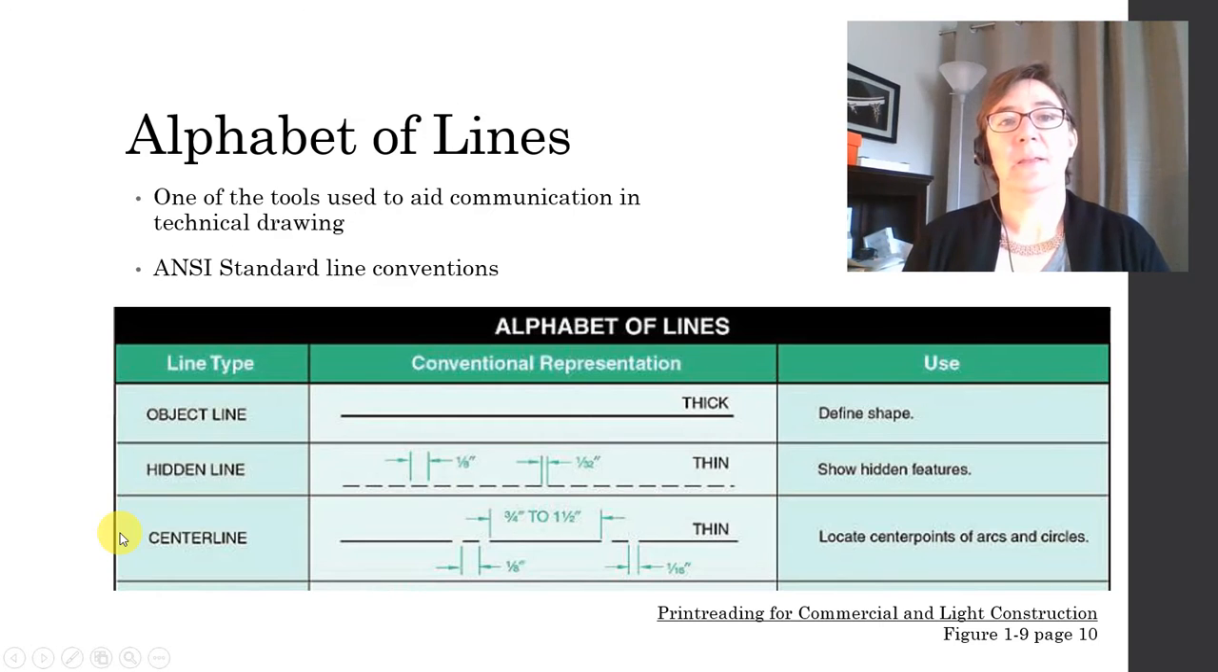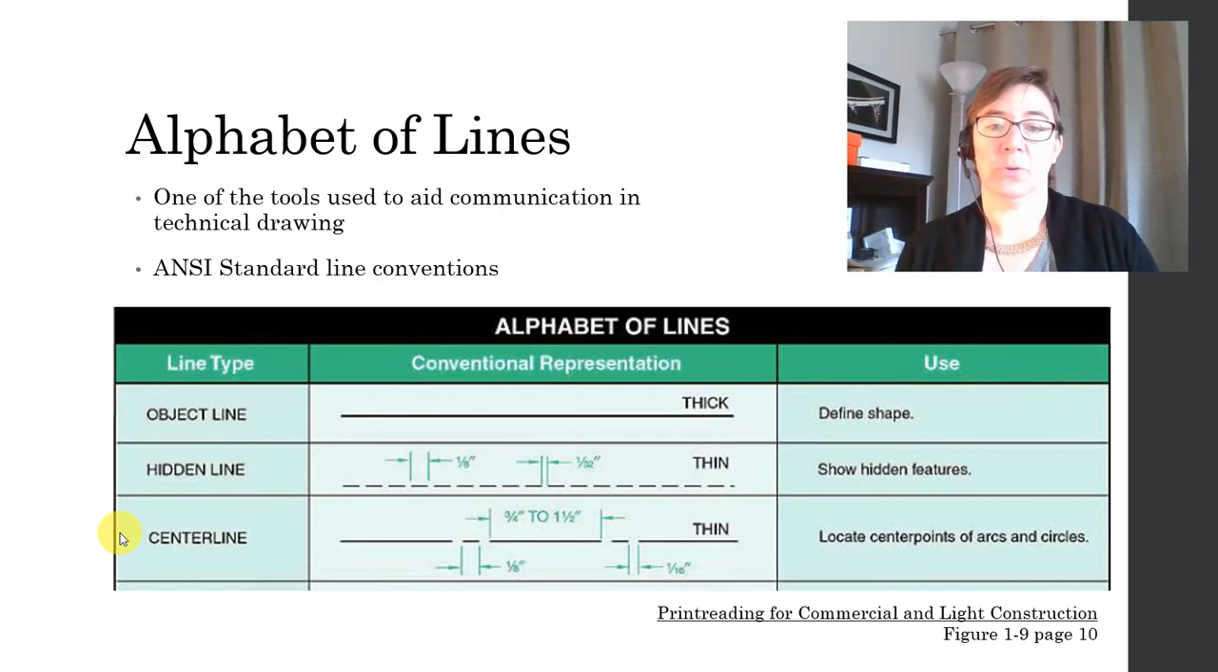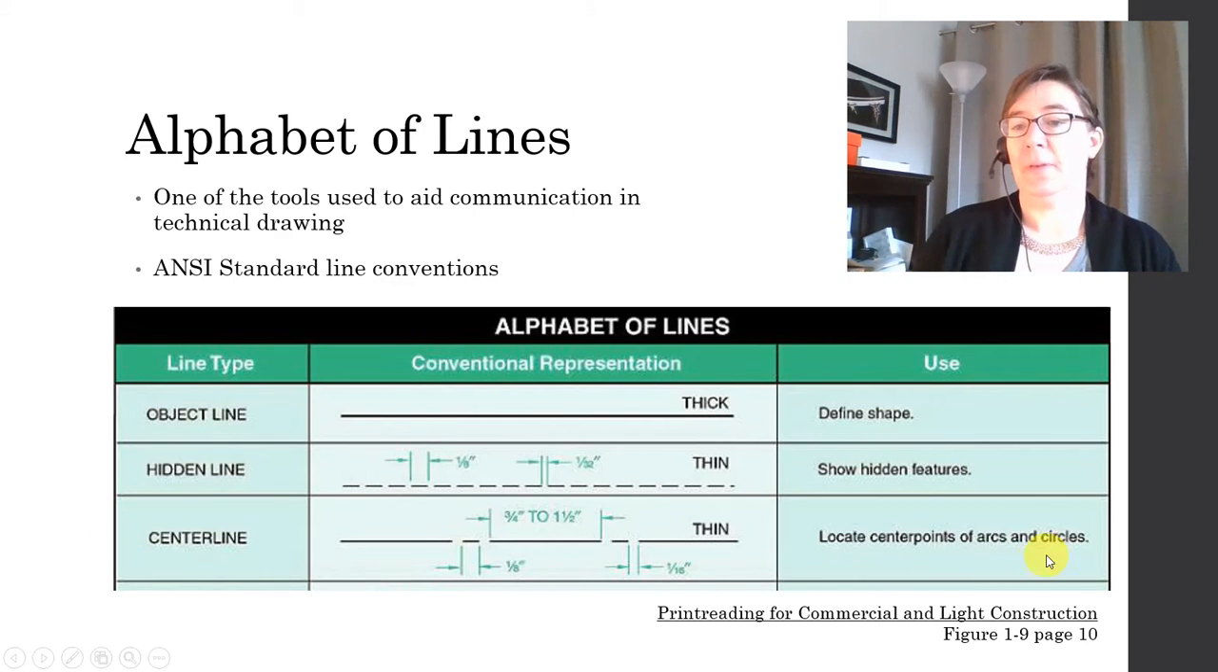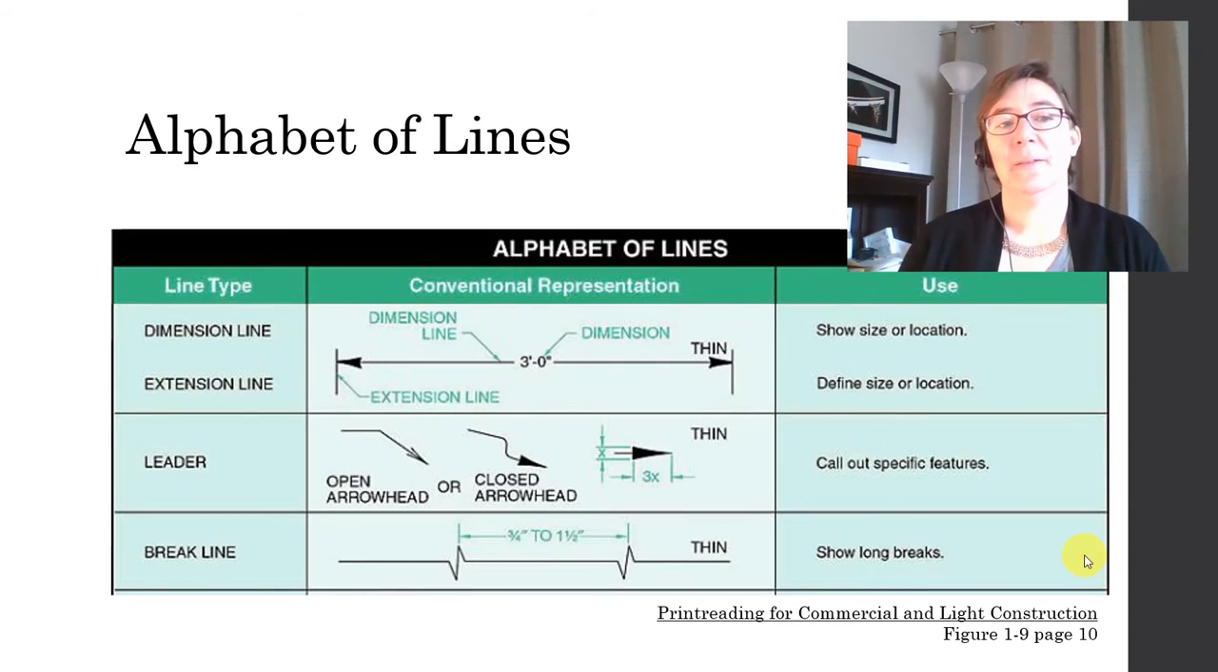Next is a center line. A center line is a longer dash and then a short dash. Long, short, long, short. This one says it's used to locate the center points of arcs and circles, but it's also used to indicate the midpoint or center point of any other kind of item also. So if you are, for example, dimensioning to the center line of a bathroom fixture, you would use the center line type.